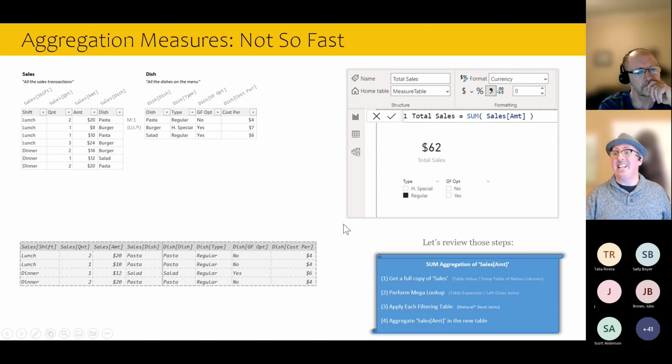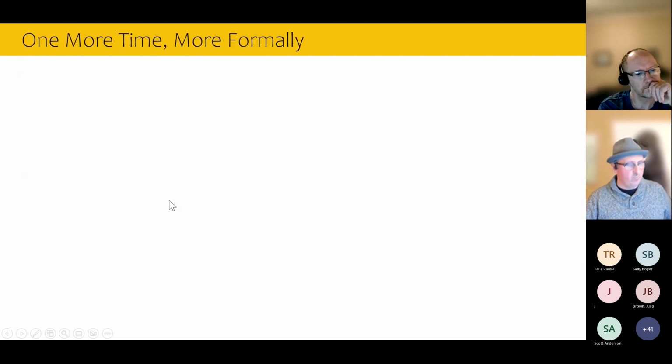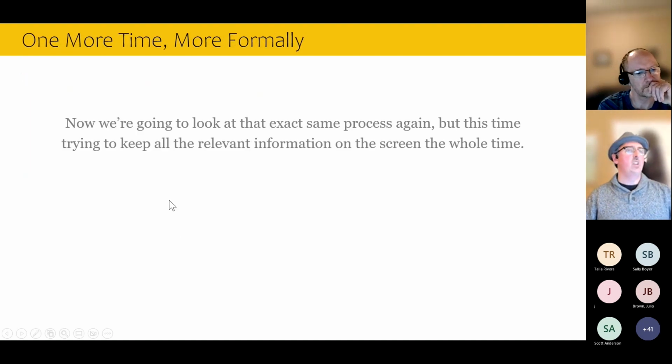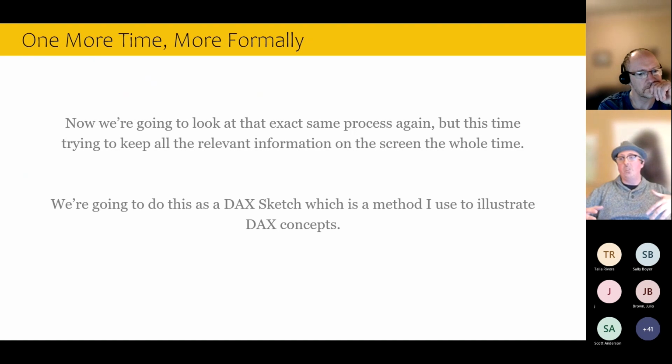Okay, so let's pop over. Let's do this whole thing again from the beginning so we can see how these basic aggregations work, right? We're going to do this one more time. This time when we do it, we're going to try and keep all the relevant information on the page at the same time. So I'm not just going to show you two things at a time. I'm going to show you all of it, just so you can see the whole enchilada. To do this, I'm going to use what we've been calling a DAX sketch. This is a method that we've built here at SkyPoint to illustrate DAX so you can keep track of it.